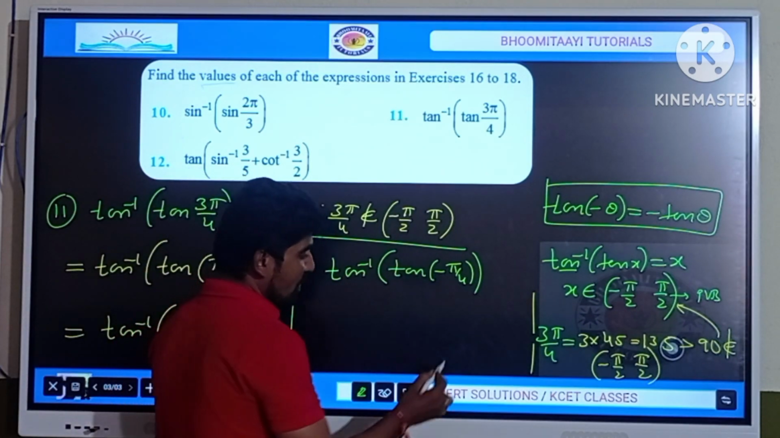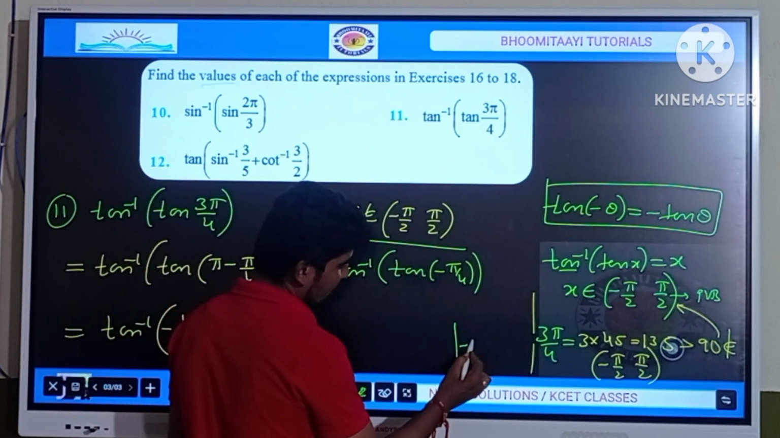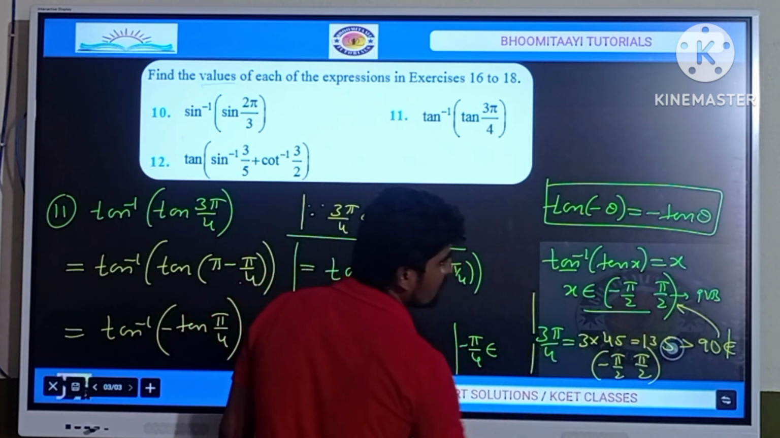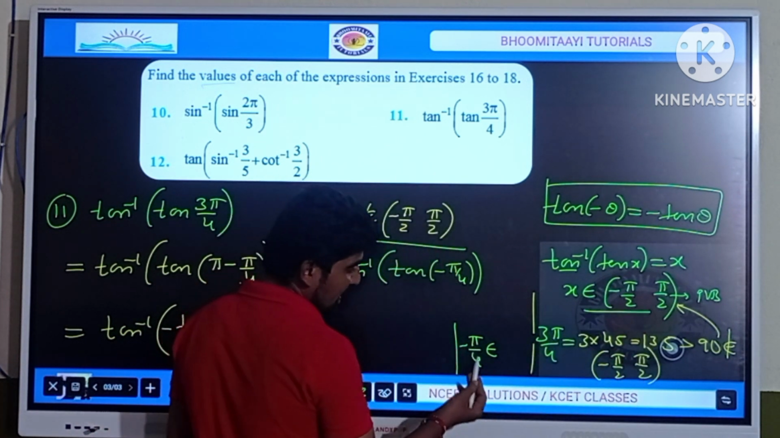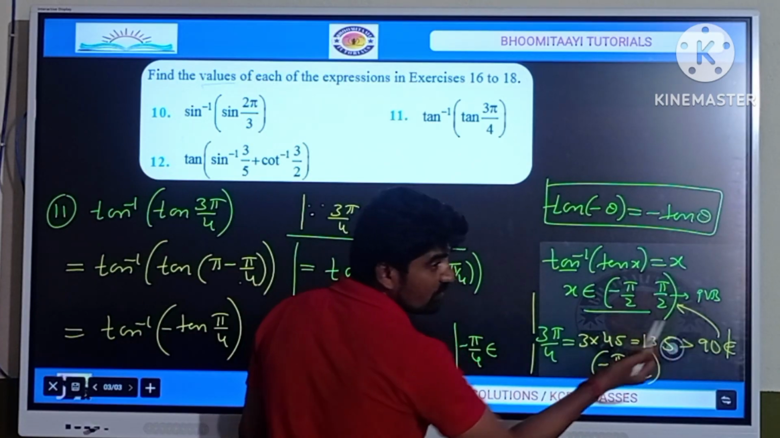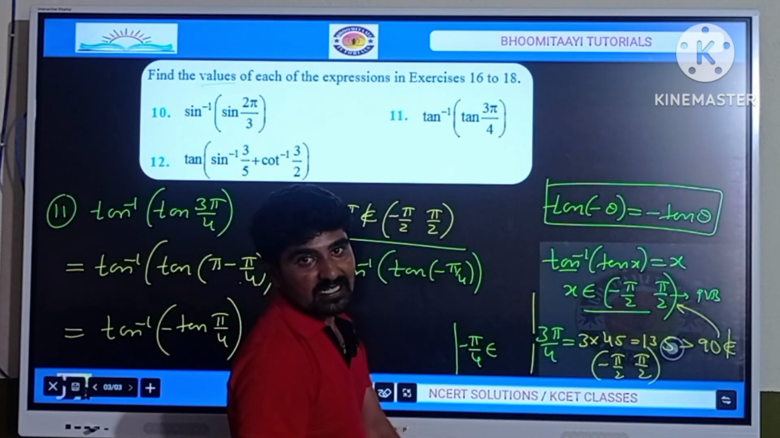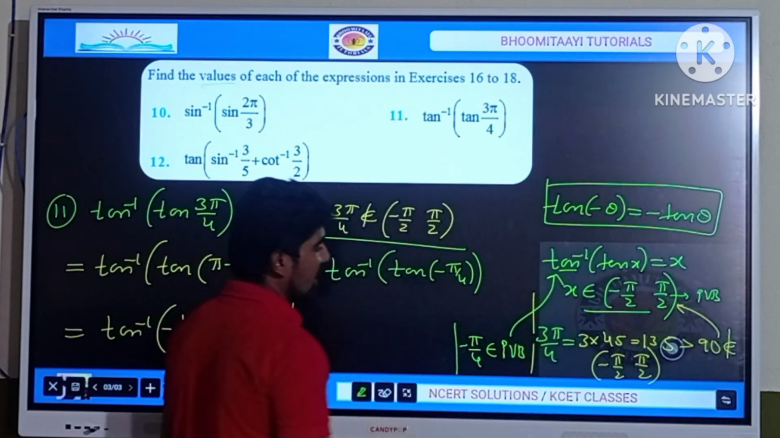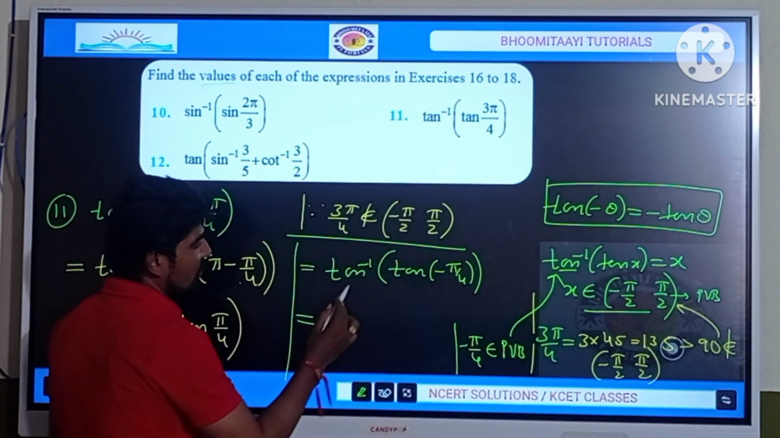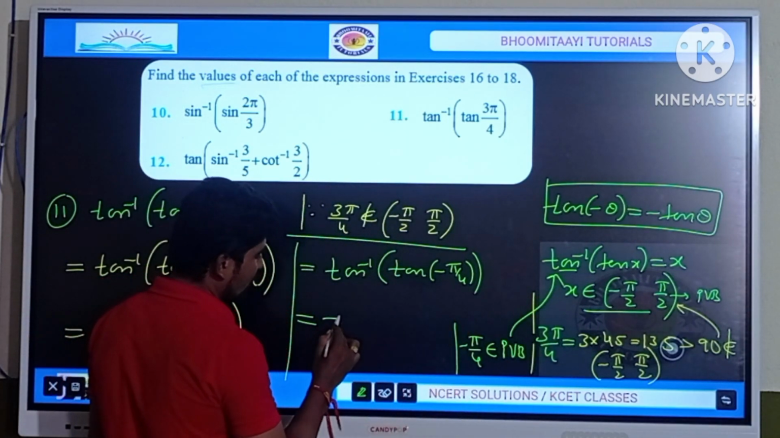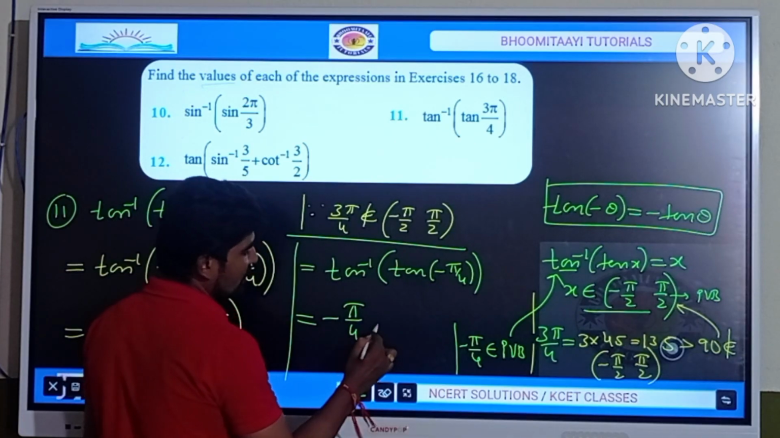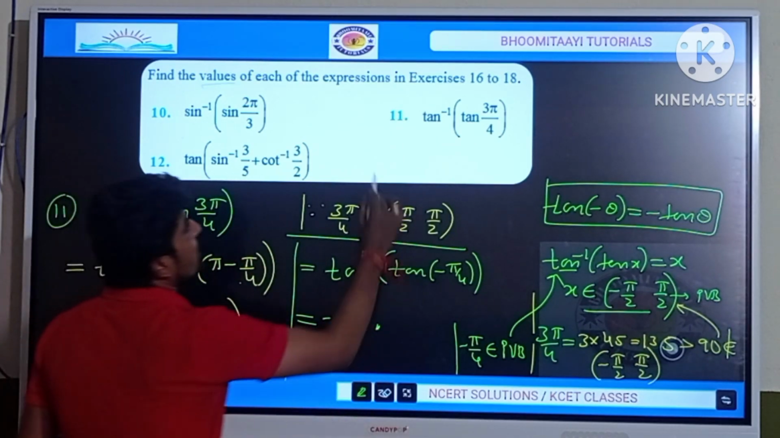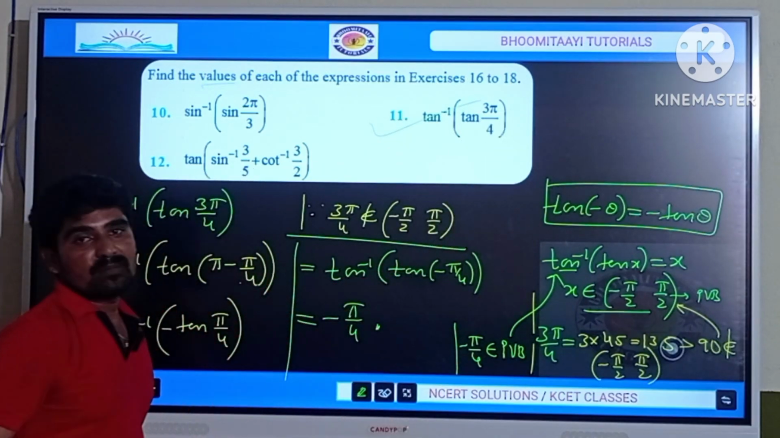Now we need to check whether this minus pi by 4 belongs to the principal value branch of tan inverse. Obviously minus pi by 4 is more than minus 90 and less than 90. Therefore this belongs to the principal value branch of tan inverse. Therefore tan inverse of tan of minus pi by 4 is equal to minus pi by 4 itself. Therefore minus pi by 4 is the value of tan inverse of tan 3 pi by 4.